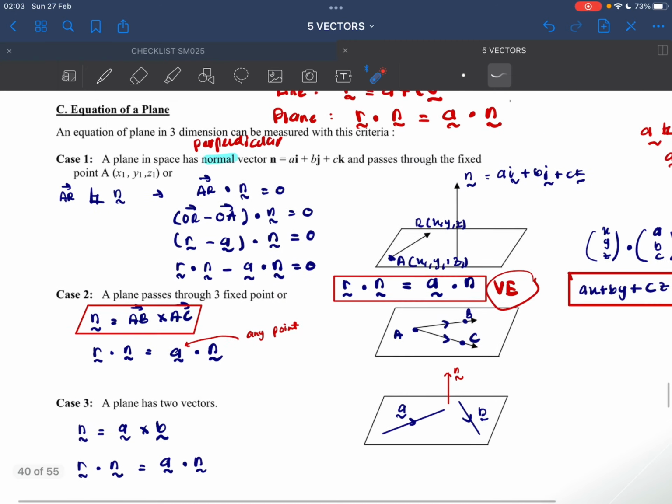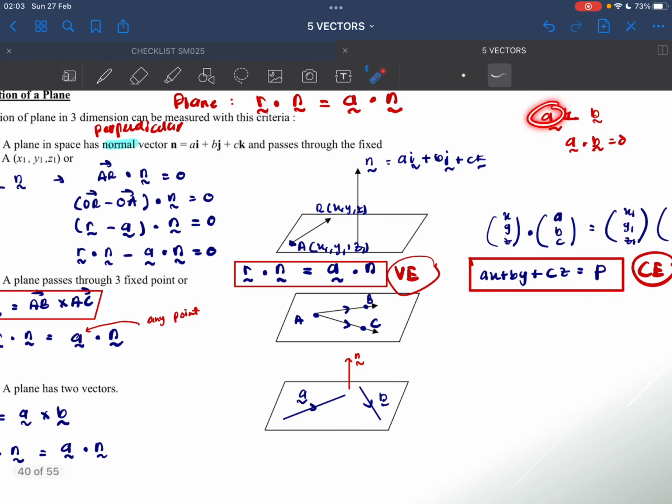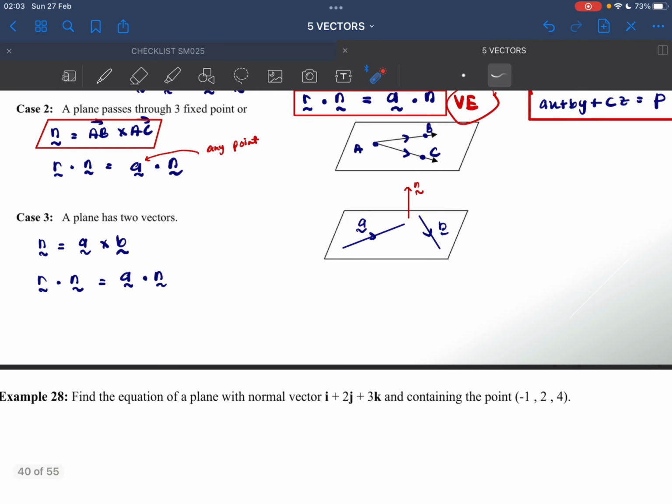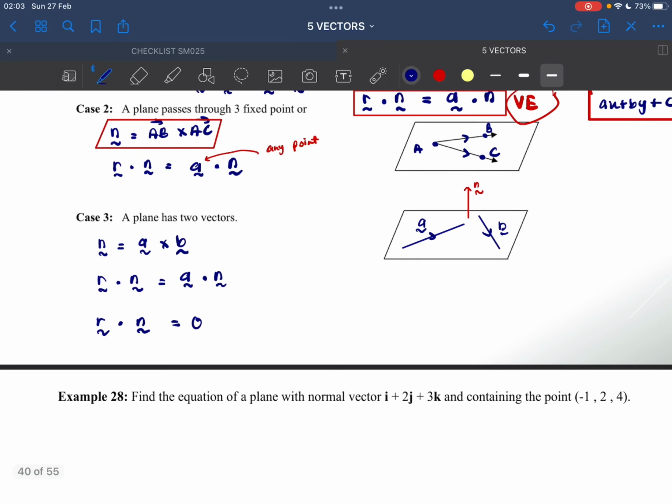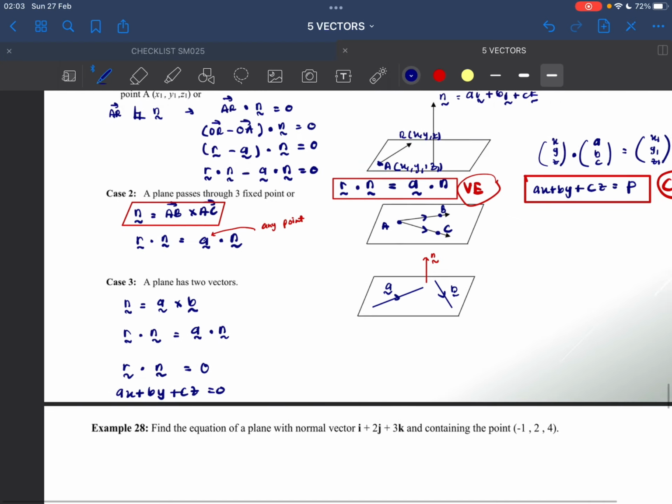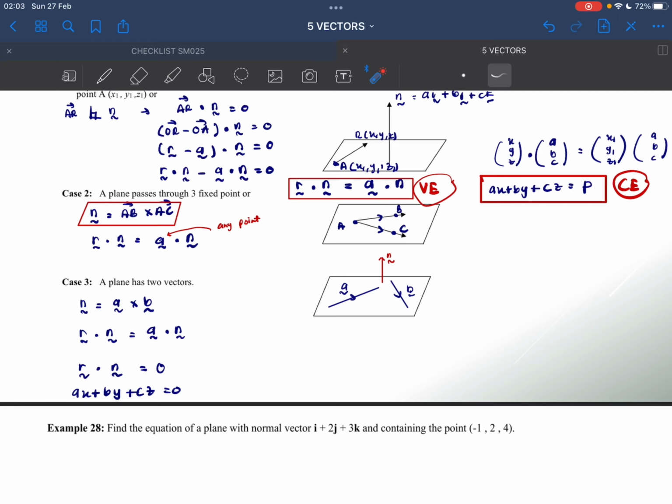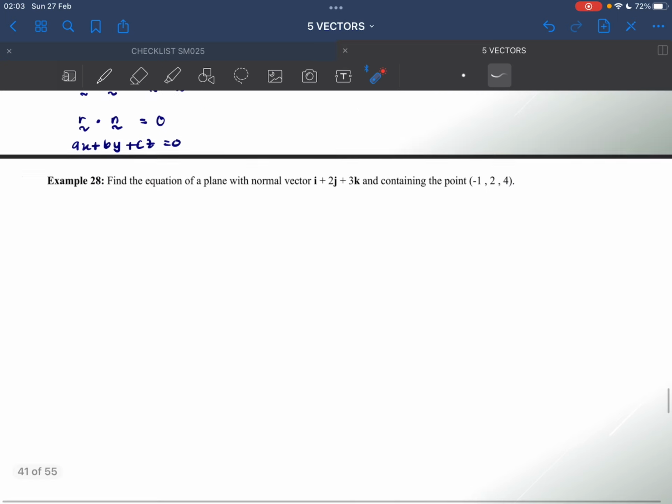So remember here, a vector that is perpendicular to another vector, the dot product is equal to 0. So here we will have r dot n equals to a dot n, which will be equal to 0. Okay, so your Cartesian equation will be looking like this: ax plus by plus cz equals to 0. Okay, so that is the three cases that the question might ask. So let's just go straight to the example.